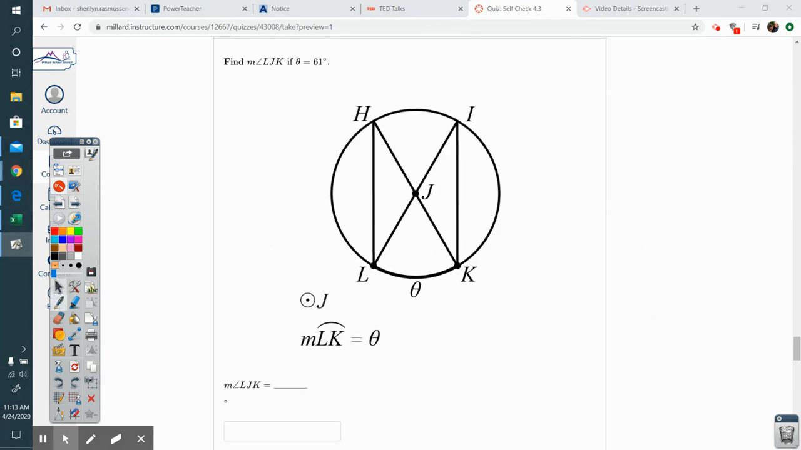12. Measure of the angle, let's see, it says LJK. So LJK. It wants to know what this angle is if theta right here is 61. And it would be 61 because that is the definition of theta, where it goes into that center right here. The angle LJK is equal to whatever this arc is. So 61 degrees.